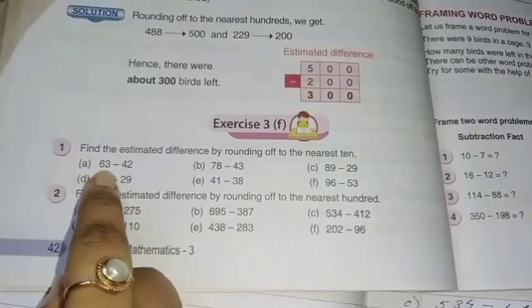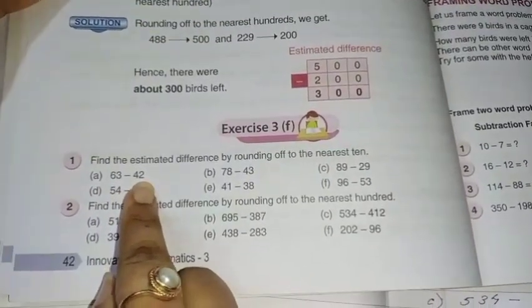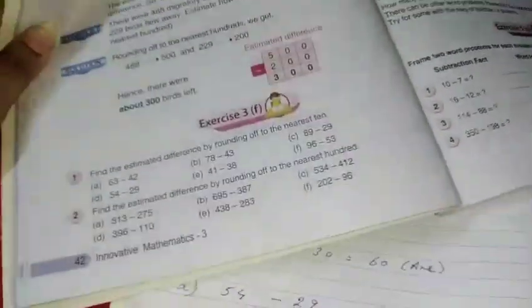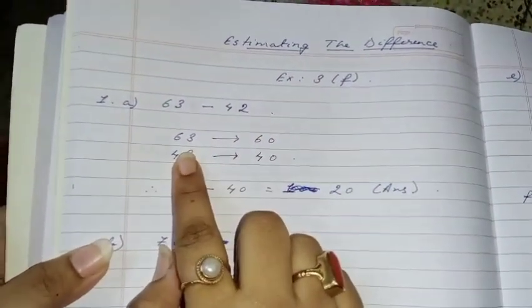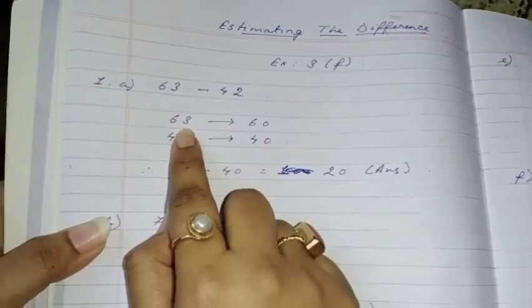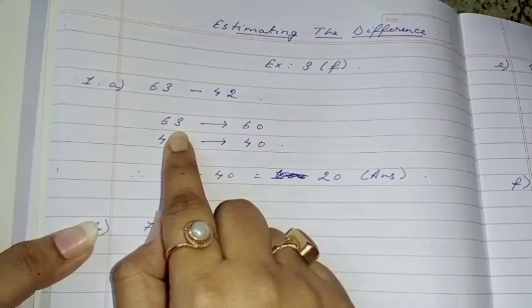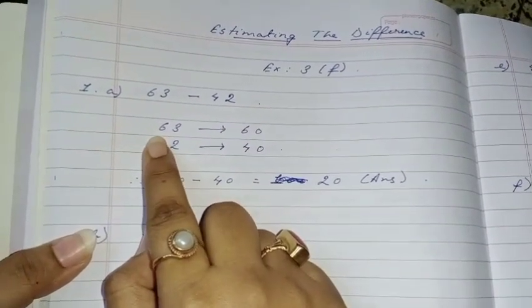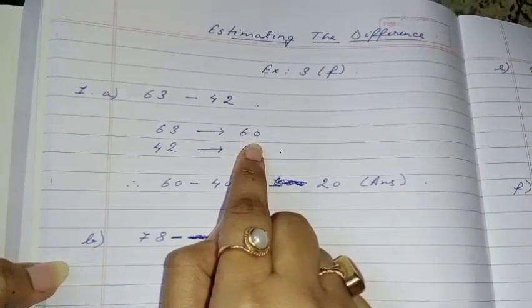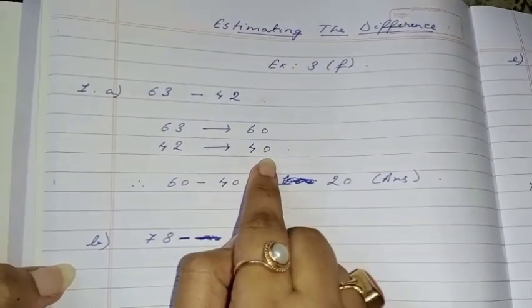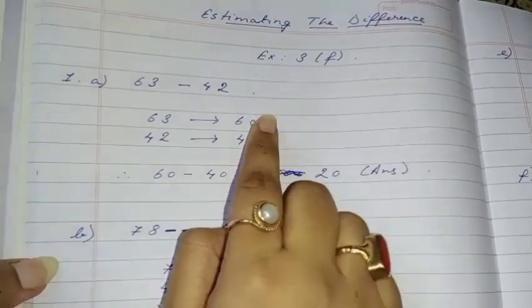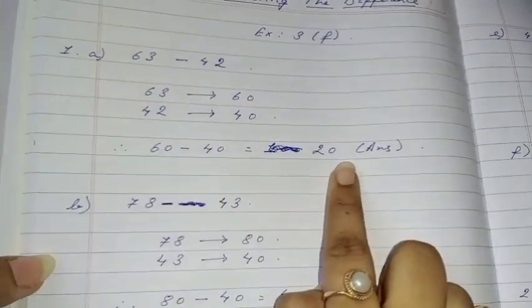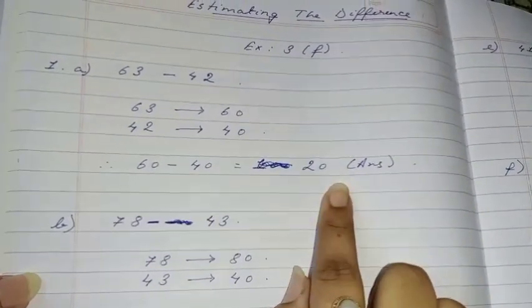A. 63 minus 42. We'll just copy it like this, 63 minus 42. So 63, nearest tens, see the ones place, 3. So it is less than 5, so this will remain as it is. 63 will be rounded off to 60. 42 will be rounded off to 40. Why? Because 2 is there in the ones place, less than 5. So 4 will remain as it is. So 60 minus 40, what will be the answer? 20. This is the estimated difference, children.